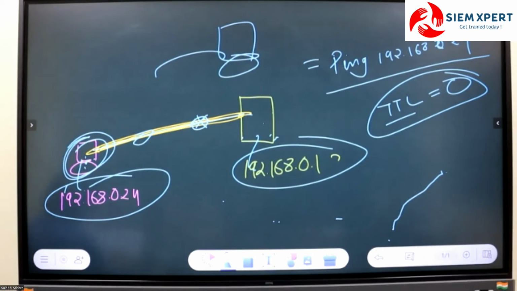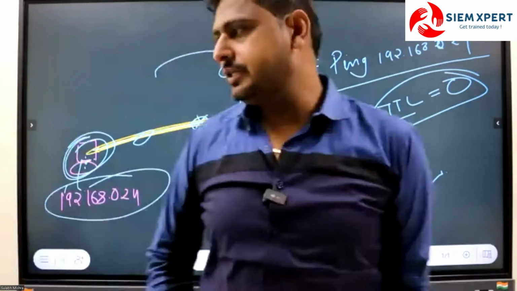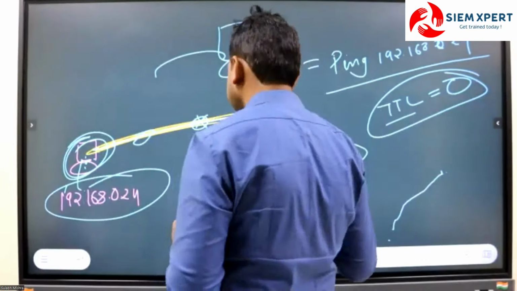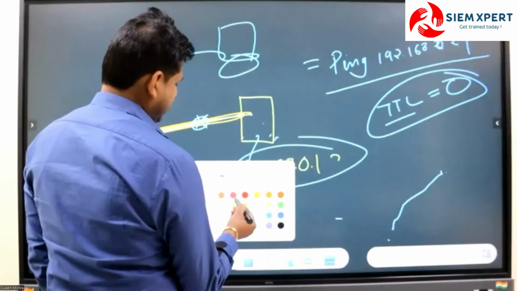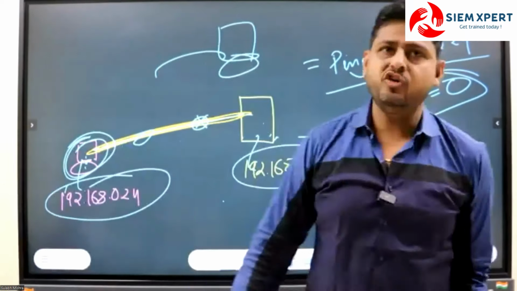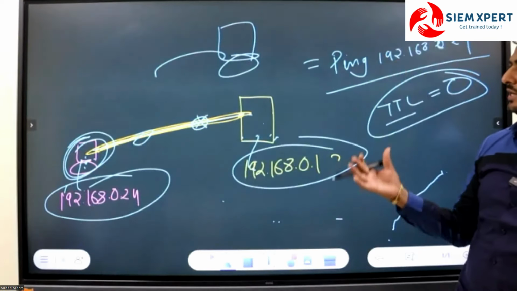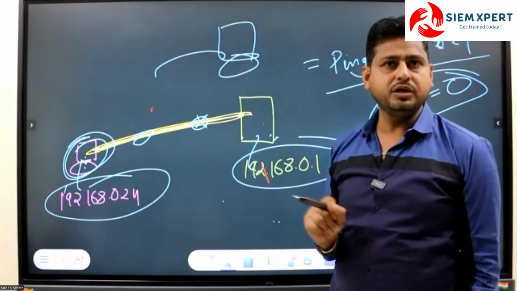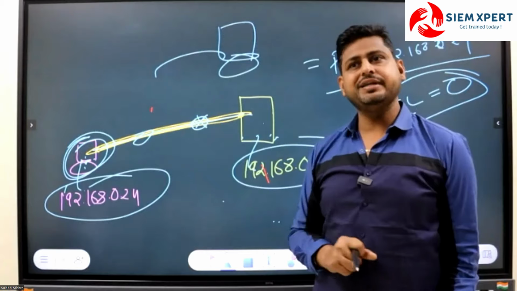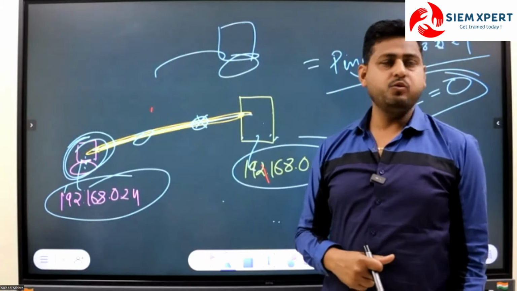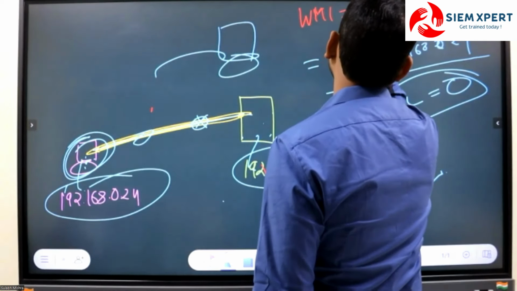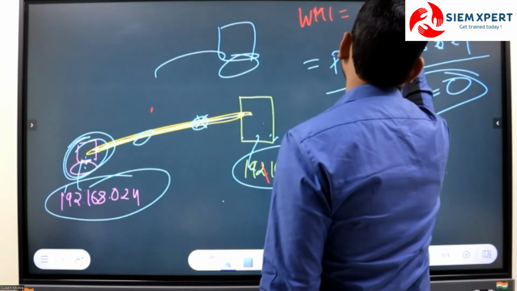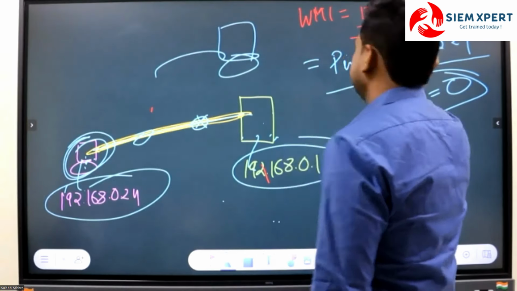Okay, written. Third step. What is the third step? Now, WMI, this is the WMI process, right? Windows Management Instrumentation allows a remote computer to log in and pull the logs. This whole communication happens on port number 135. WMI port number is, anybody knows? TCP 135.